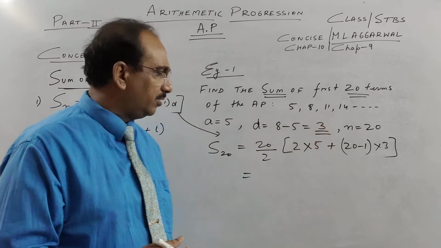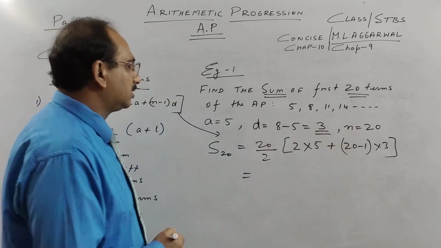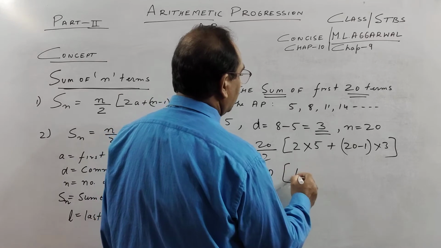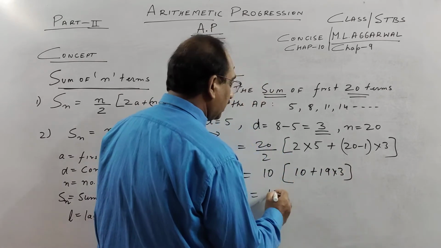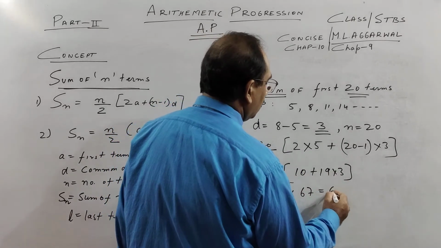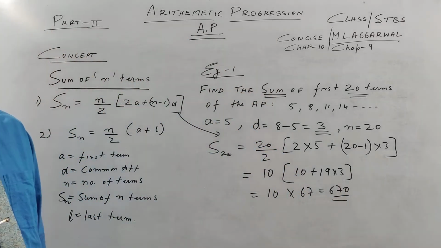Any term you see, the difference between the term and its predecessor or successor is the same, which is 3 over here. So this we get 10, this is 10 plus 19 into 3. So we get 10 into 57 plus 10, 67. We get the sum of first 20 terms is 670.